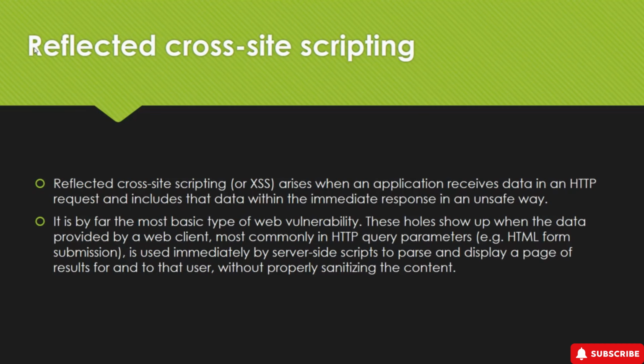In this tutorial, we will talk about what is reflected cross-site scripting. So, reflected cross-site scripting, or XSS, arises when an application receives data in an HTTP request and includes that data within the immediate response in an unsafe way. It is by far the most basic type of web vulnerability.